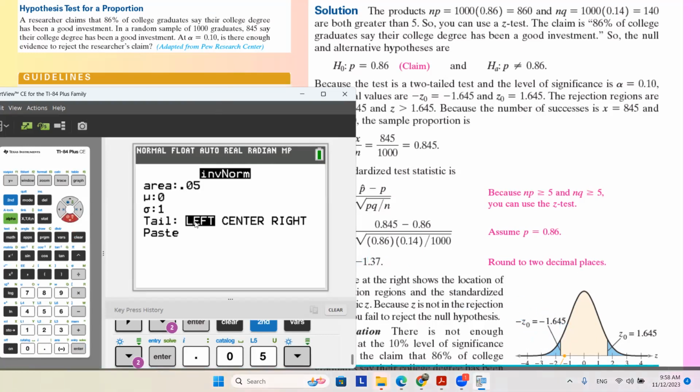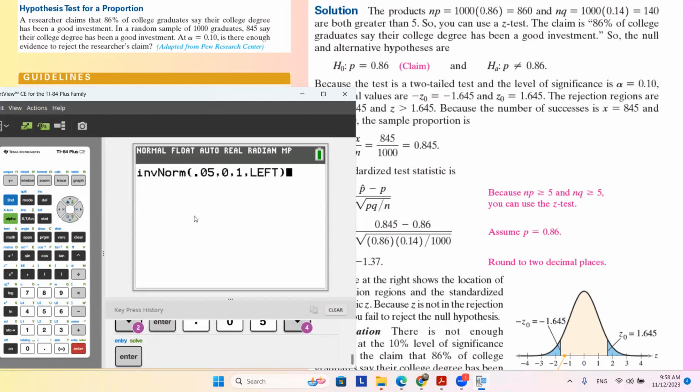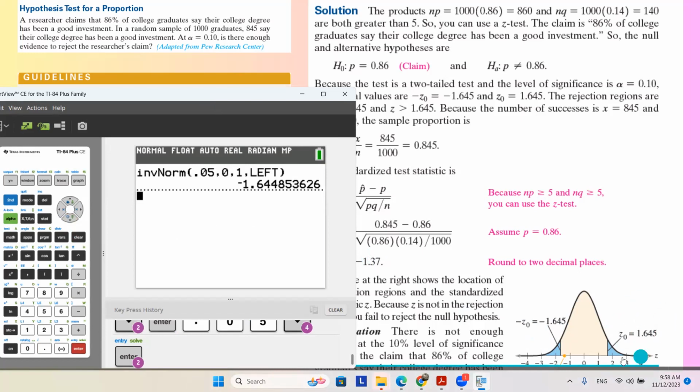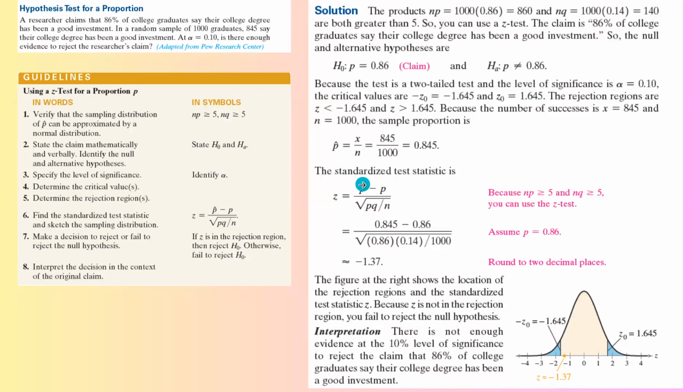This is 5%, mean is 0, standard deviation is 1. And since I'm using the area on the left-hand side, I'm going to select left. And when you click on calculate, it gives you negative 1.645 on the left. And because of symmetry, 1.645 is on the right-hand side. Very good. So let us move on and calculate the standardized test statistic.